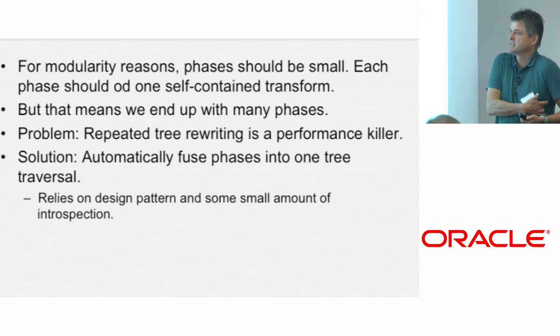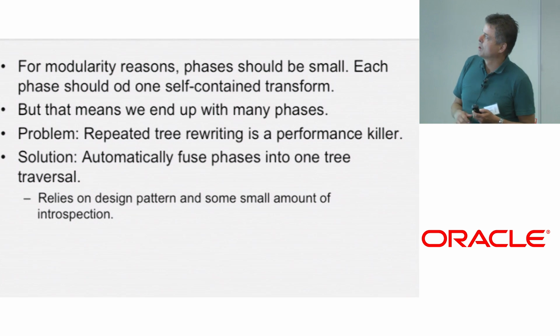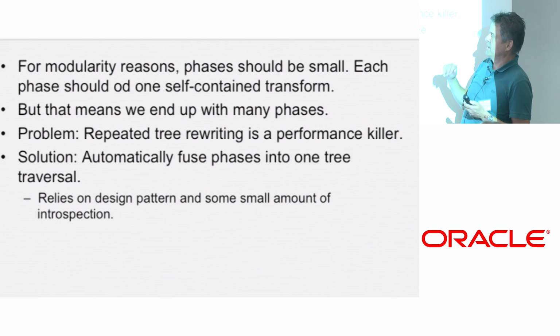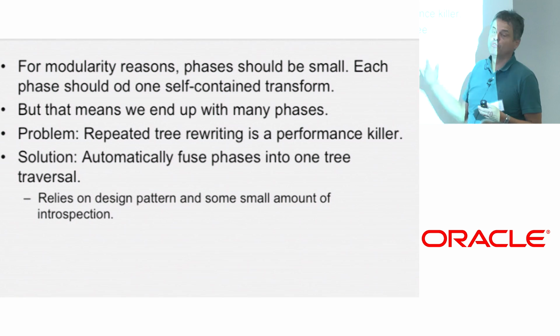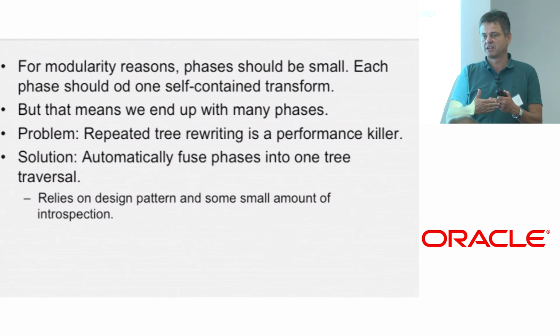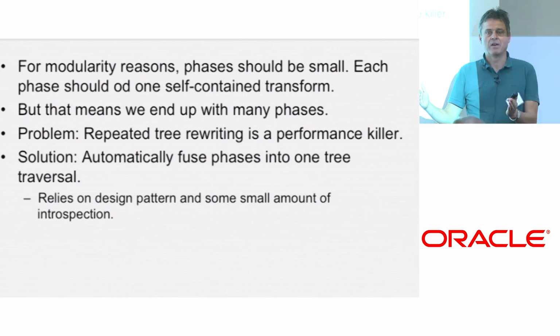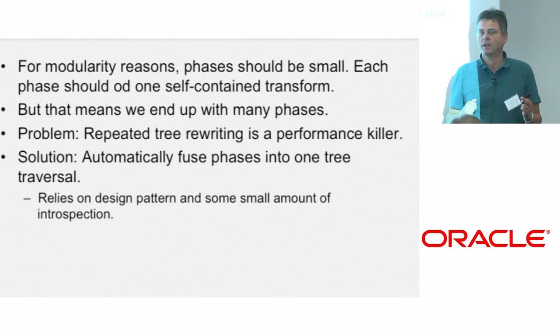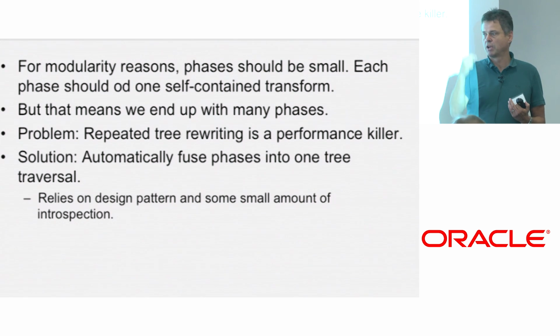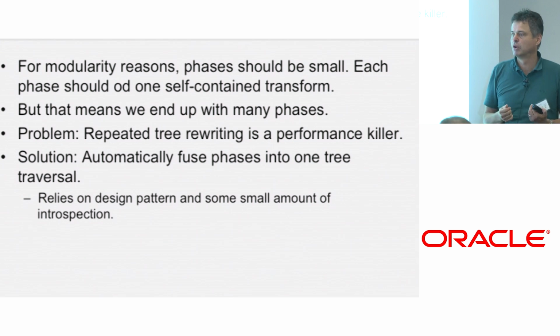So what we did is we solved that architecturally. We have many phases, but we have an automatic fusion phase. A phase registers on what nodes it does any transformations, and then you have a reflection-based fusion framework where you can put many phases into a group, and all these phases will then be applied together in a single tree traversal. You can simply move phases from one group to the next with a single edit on a single list, and it will just refuse automatically.